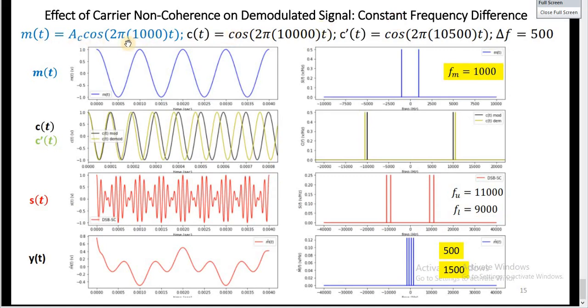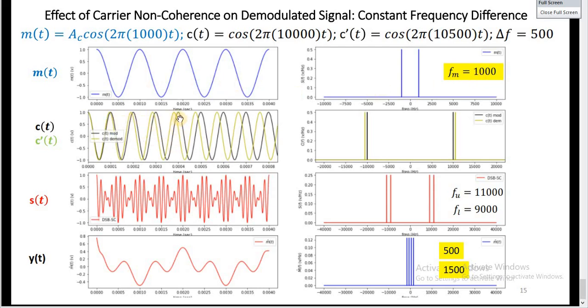So the message signal is the test signal cosine 2 pi 1000 t, the carrier is cosine 2 pi 10,000 t, C prime is cosine 2 pi 10,500 t. So 500 is the difference in frequency between the carrier used at the transmitter and the carrier used at the receiver. So delta F equals 500. Here m of t, our test signal, consists of two components at 1000 hertz and minus 1000 hertz. So these are the two impulses at a frequency of 1000 hertz.